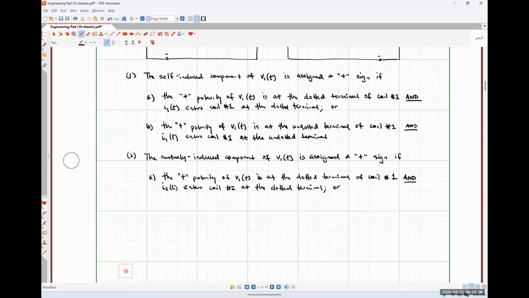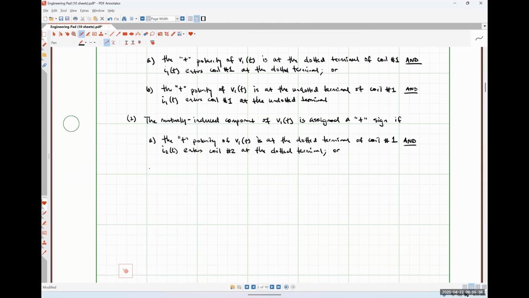So I want to make an important distinction here, right? For this check, we need to make sure that the positive polarity terminal of our voltage across coil 1 is at the dotted terminal. But we also need to see that the current that's flowing through coil 2 is entering the dotted terminal of coil 2, right? So we're looking at both sides of the circuit at the same time now for the mutual term. Okay.